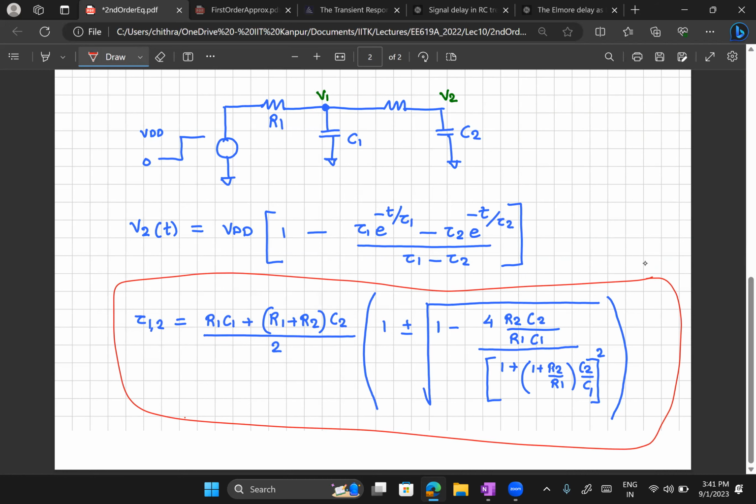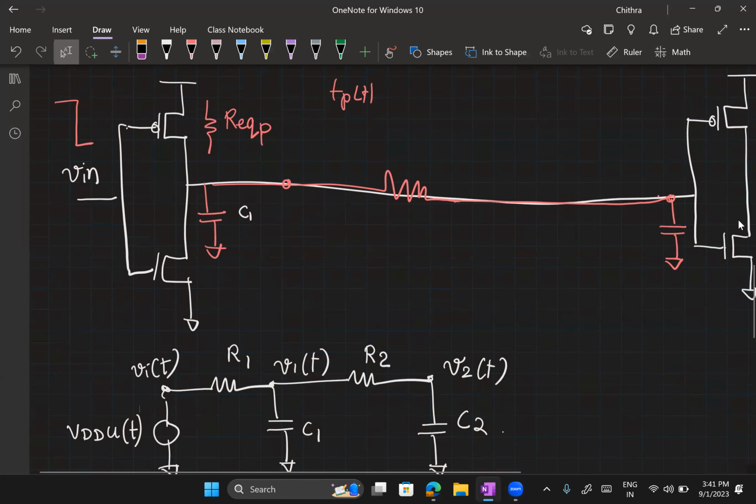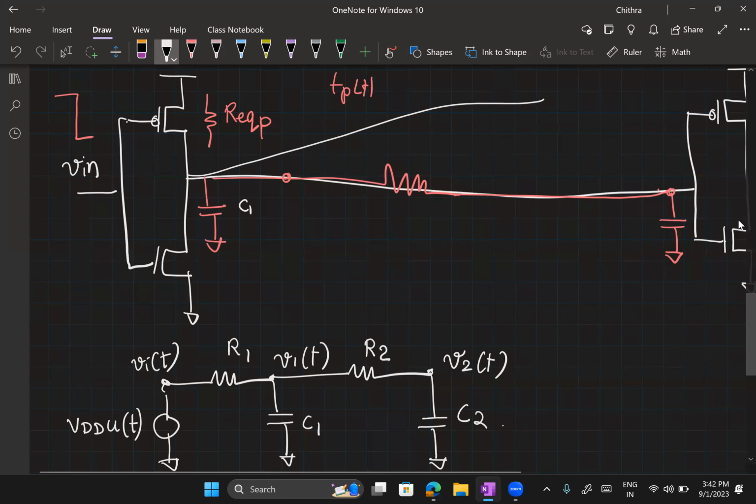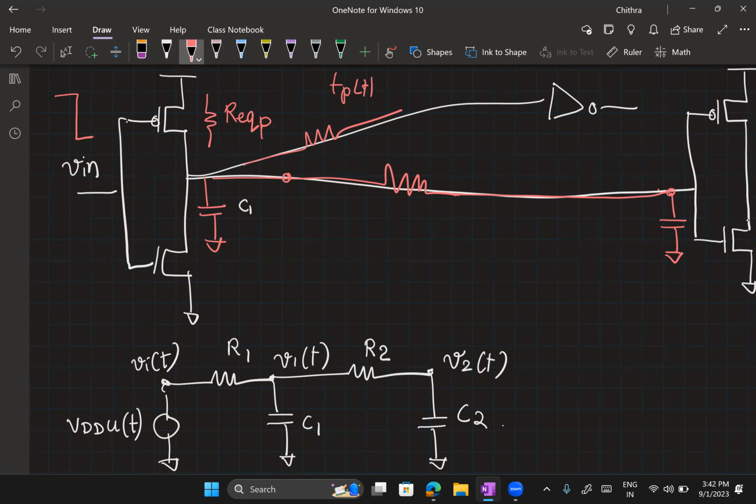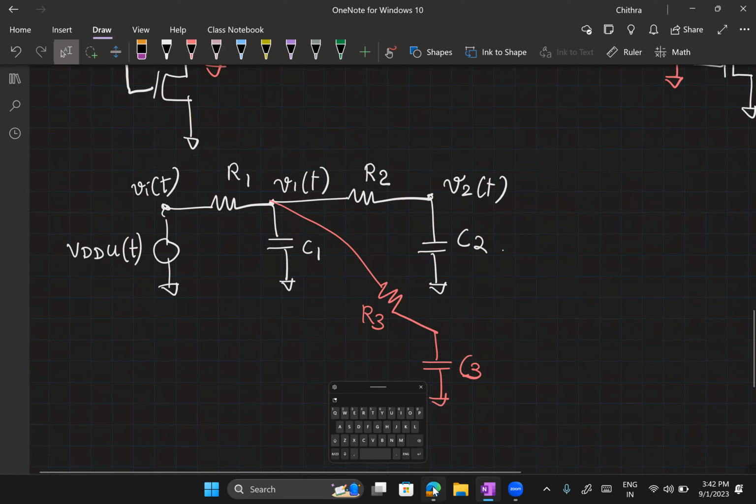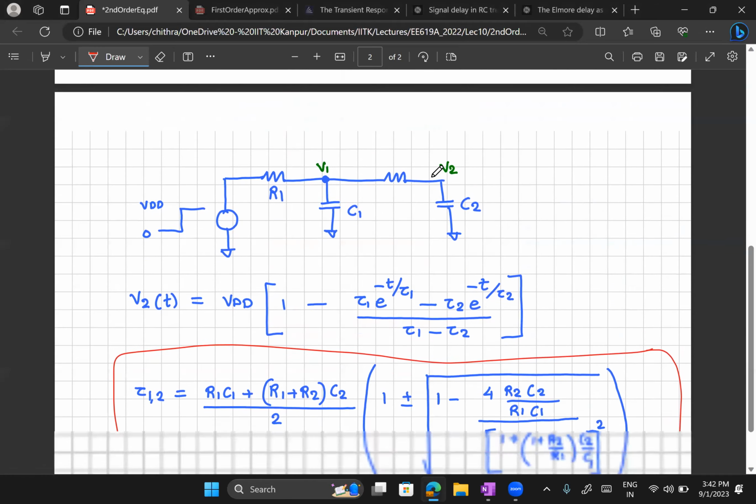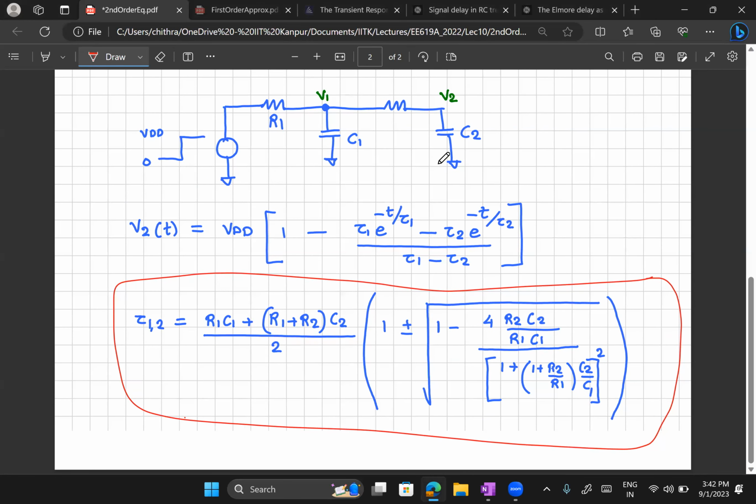But why stop here? In digital designs, you cannot expect to see only a single fan out. So you would have one more inverter connected to this node that will have its own resistance and its own capacitance, which means now your circuit is going to change like this. So you will have, let's say, an R3 and a C3. So now you can derive an expression for V2 of T. How would V2 of T look like? You will have tau 1, tau 2, and tau 3. And you will have a little bit fancier expression than this.